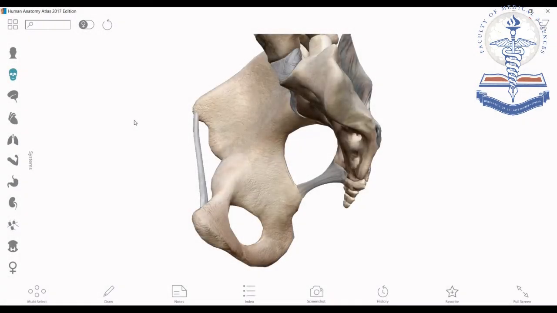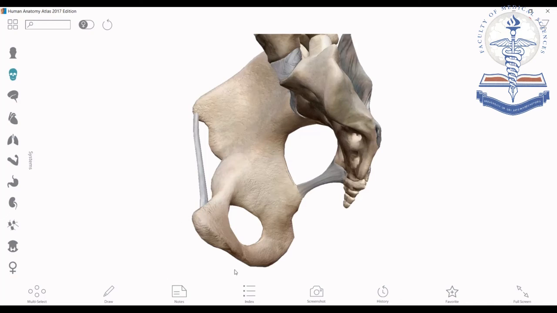For demonstration purposes, I have removed the left-sided hip bone. The true pelvis is below this imaginary plane which I described before. Here we will have the pelvic inlet, then the pelvic cavity, and here the pelvic outlet. When we orientate the hip bone in the anatomical position, where the anterior superior iliac spine and the pubic tubercle are in the same vertical plane, we will have an inclination of the pelvic inlet of 55 degrees to a horizontal plane.